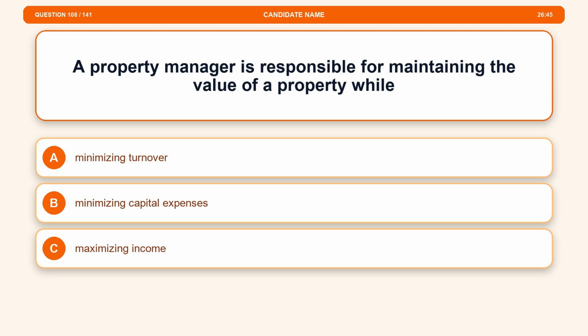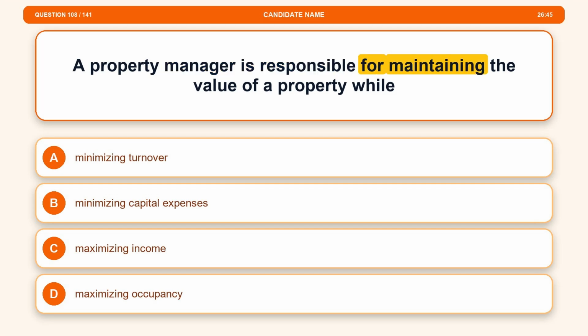Question 108. The property manager is responsible for maintaining the value of the property while: Option A, minimizing turnover. Option B, minimizing capital expenses. Option C, maximizing income. Option D, maximizing occupancy.